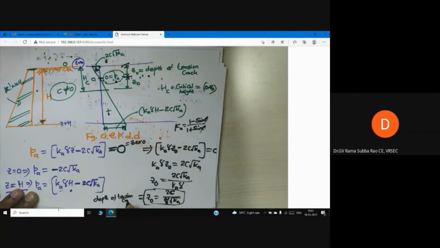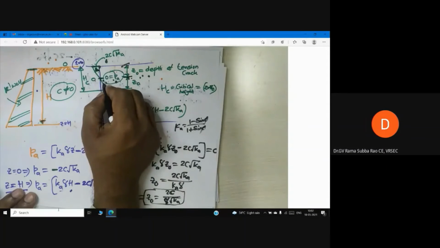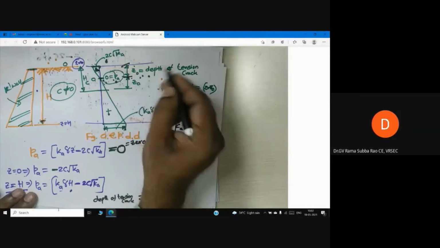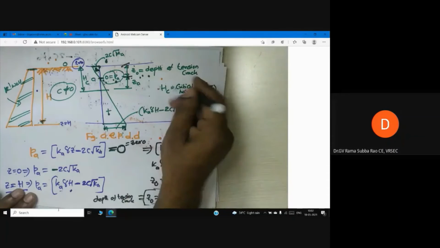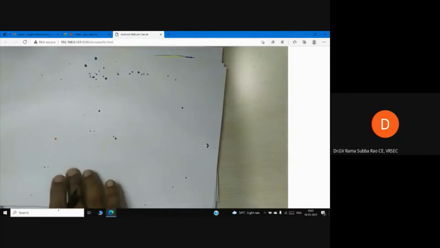But actually what I want to calculate, I want this minus to be balanced by positive. So I want to calculate 2 times Z naught, which I would like to call critical height. So let me write now. I will explain to you.